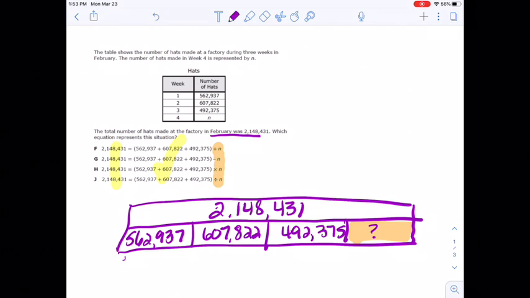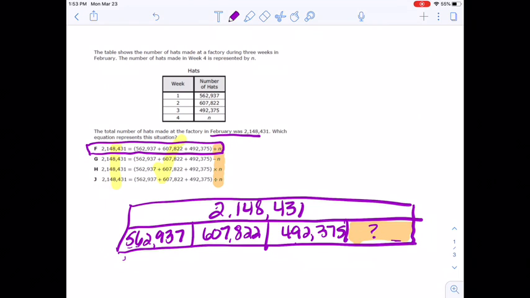So what did we think was happening? We feel like, because we know how a strip diagram works, part plus part plus part plus part equals whole, that we would add together 562,937 plus 607,822 plus 492,375 plus whatever the missing part is has to equal 2,148,431. So if we look at our answer choices, we see that F matches our strip diagram.